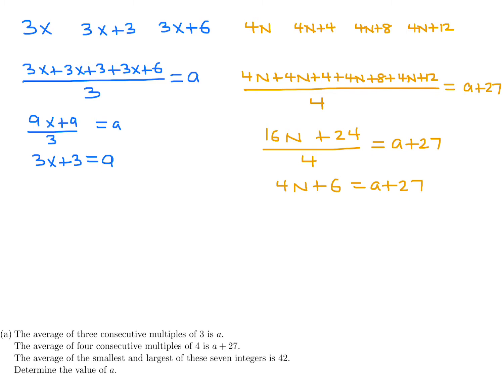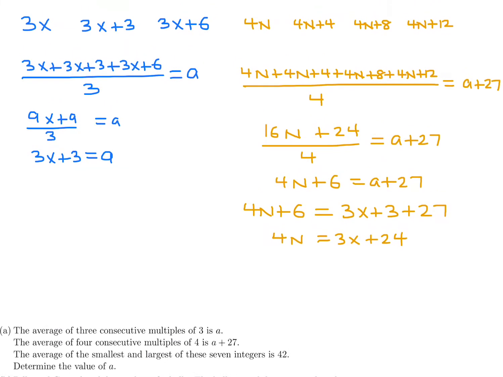But I can combine them, right? Because if I've got an equation 4n plus 6 is equal to A plus 27, this A, I can just put 3x plus 3. So 3x plus 3 plus 27. That way, I get rid of the A. I'll look at x and n, and then I can go back and figure out A. So simplifying, this becomes 4n is equal to 3x plus 24. All right. There we go. Now I've got to make a table and start plugging away values.